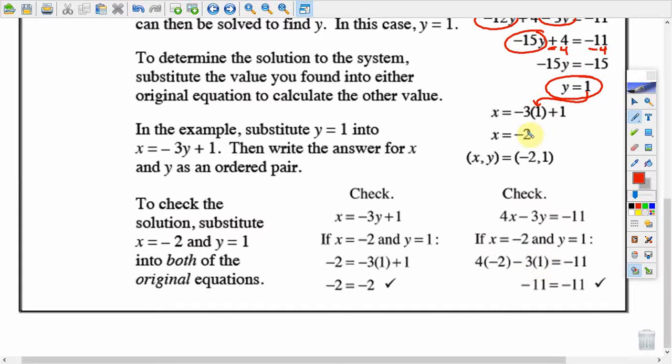Once you do that, you end up with x equals negative 2, which means that if you were to graph these two lines, they would cross at negative 2, 1. Negative 2 is the x value, 1 is the y value. To check that, you substitute negative 2 for x and 1 for y in both equations, and you make sure you end up with a true statement. When you do that, on the first equation, you get negative 2 equals negative 2, which is true. So it checks. In the second equation, you get negative 11 equals negative 11, which is also true. So it checks for both of those.